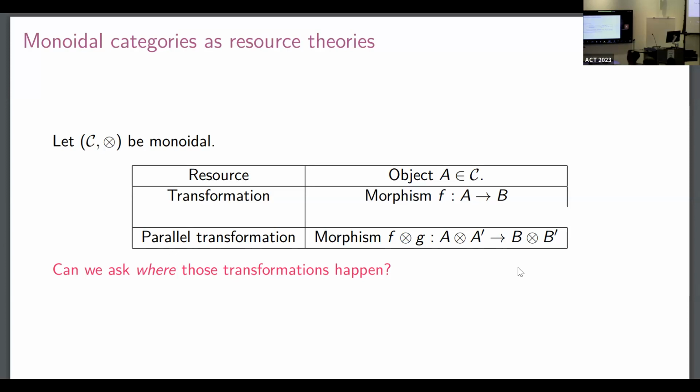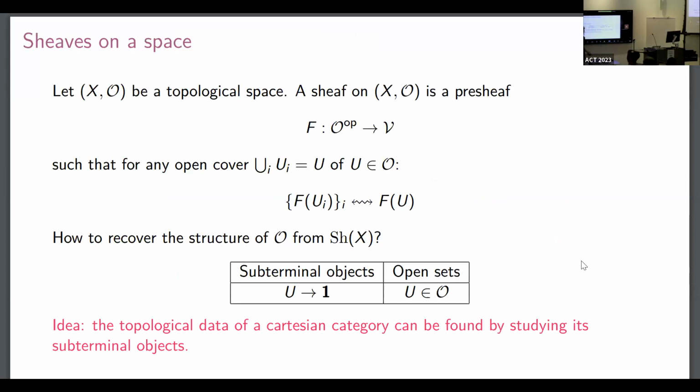Then the natural question that arises is, can we ask where those transformations happen? So if I want to know where something is, what I do usually is topology. And if I want to do topology and category theory, what I do usually is sheaf theory. So a sheaf on a topological space is simply a pre-sheaf that is valued in V, and V can be, I don't know, a set or abelian groups or even the category of monoidal categories. And V will represent some data that we associate to our space. And so this pre-sheaf has to satisfy some kind of condition.